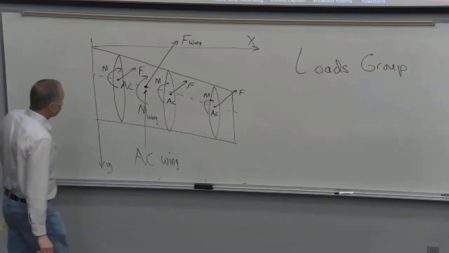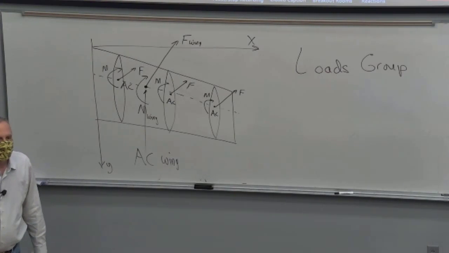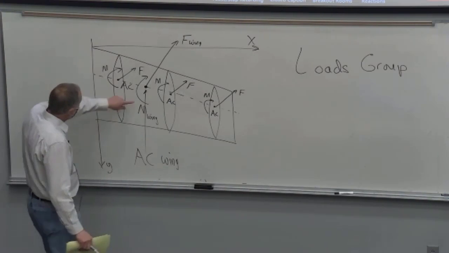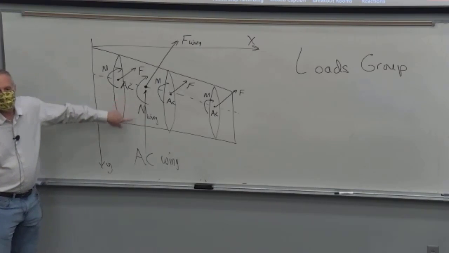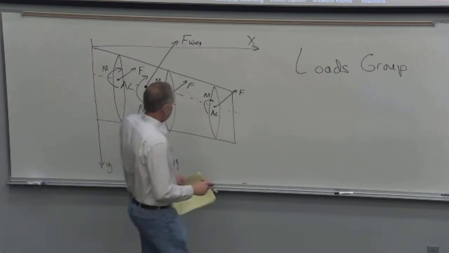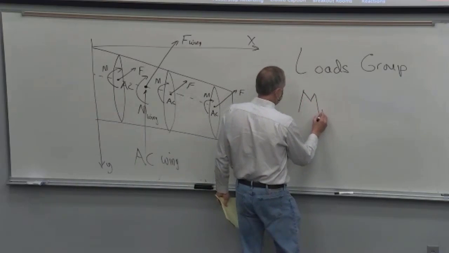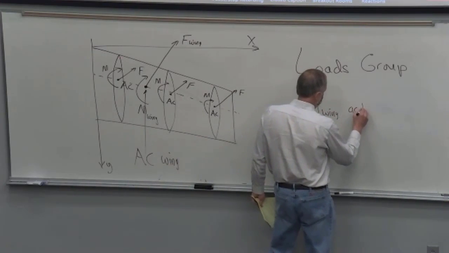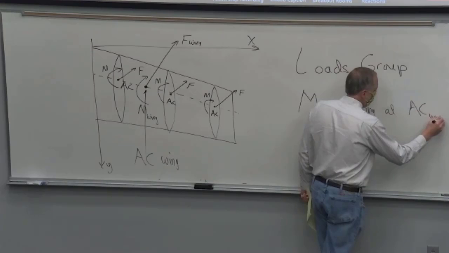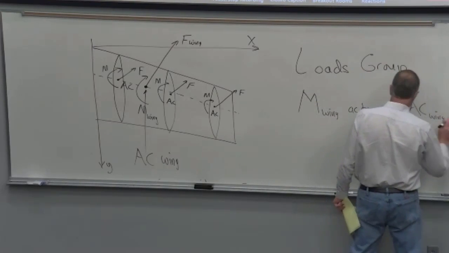Because just like for the airfoils, there's a point where the additional lift acts as you increase the angle of attack. And if you take moments about that point, the force increases and decreases with angle of attack, but the total moment does not change with angle of attack. And that's nice. We can say, okay, the moment is this much, and then the force depends upon the angle of attack. So the moment of the wing taken about the aerodynamic center of the wing is constant.